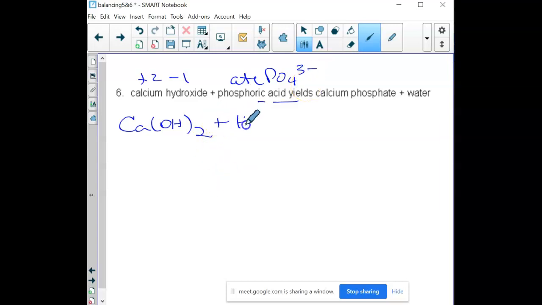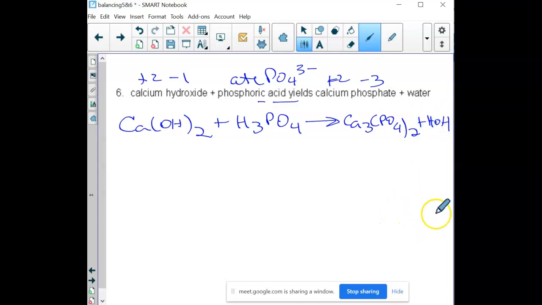So I need H3PO4 for my phosphoric acid. Yields tells me to draw an arrow. Excuse me, I have a calcium, which is +2, and phosphate's -3, so I'm going to crisscross reduce that. And then I have water. Now I'm going to write water as HOH this time. Why? Because I have an OH on the other side. It is often helpful, if you have an OH on one side and water on the other, to write water as HOH. It helps.